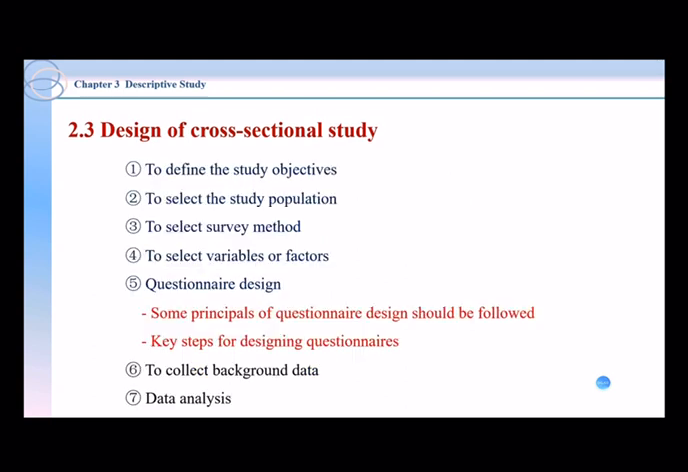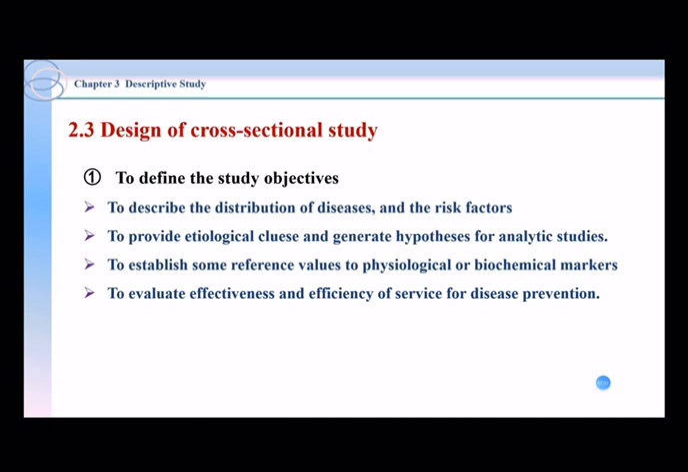The whole design of the cross-sectional study, we can divide into 7 steps. First is to define the study objectives, and then we start to select the study population, select the survey methods, and define the variables or study factors. And then we decide the questionnaire design to collect background data, and finally do the data analysis. Defining the study objectives is one of the most important steps, since it will guide the following steps to complete the whole study design.